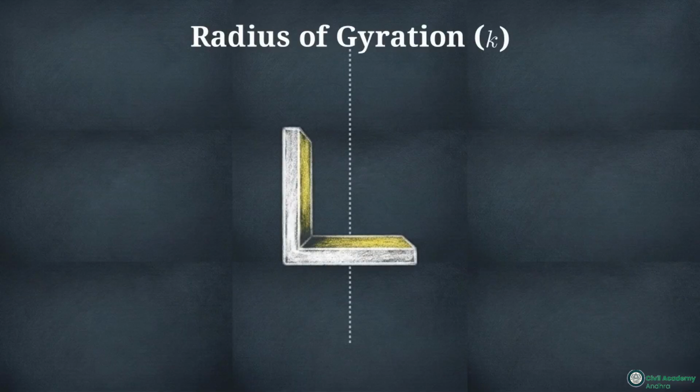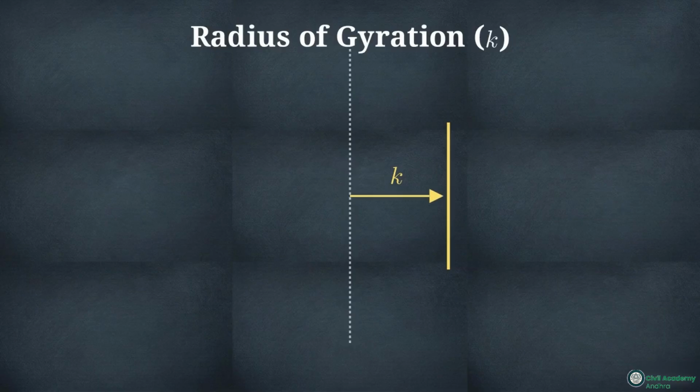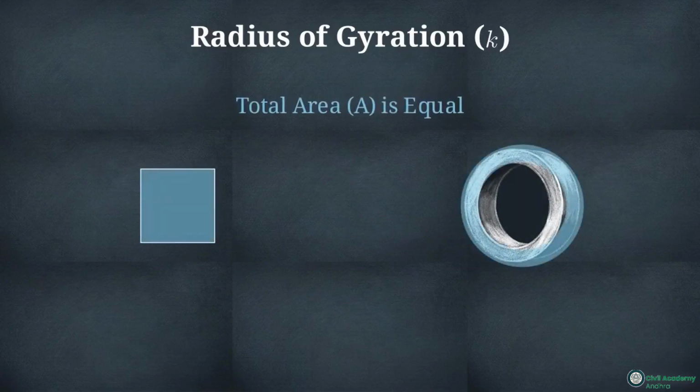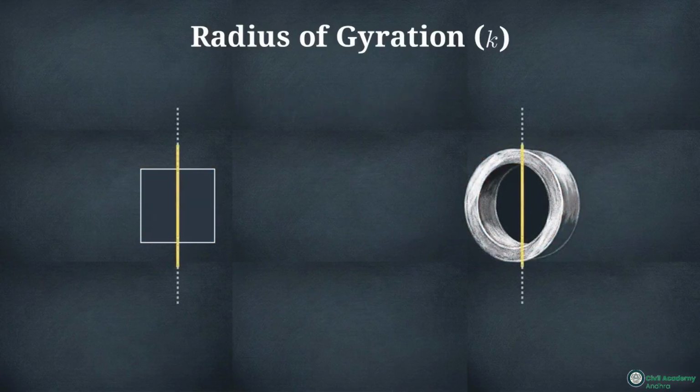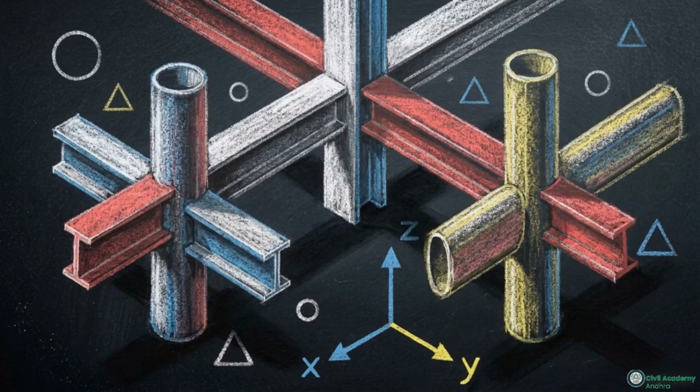This animated diagram demonstrates taking the entire area of our shape and squeezing it down into an infinitely thin strip. The distance k is the exact theoretical radius where you can place this strip without losing any of the shape's original moment of inertia. A higher radius of gyration means the area is distributed further from the center, creating a highly efficient structural shape. This geometric principle explains why hollow tubes and I-beams dominate modern construction.